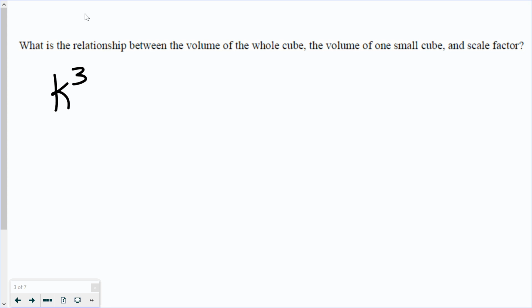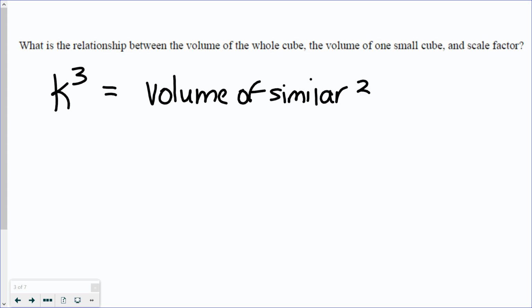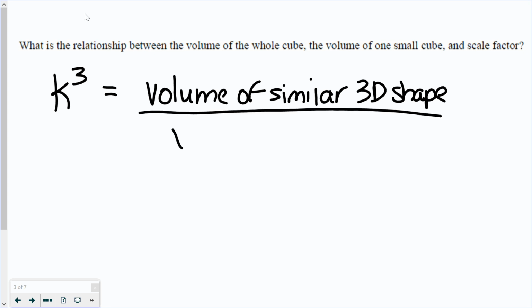So the volume of the similar 3D shape divided by the volume of the original 3D shape.